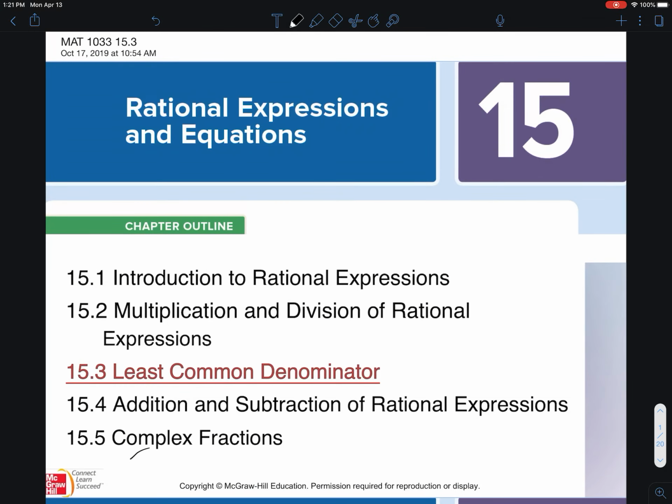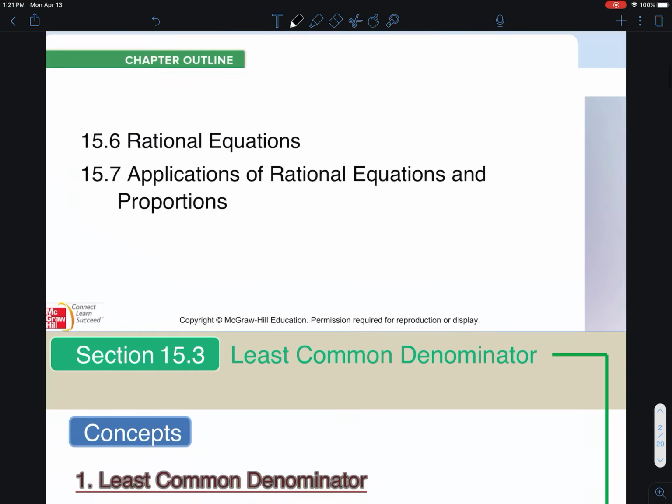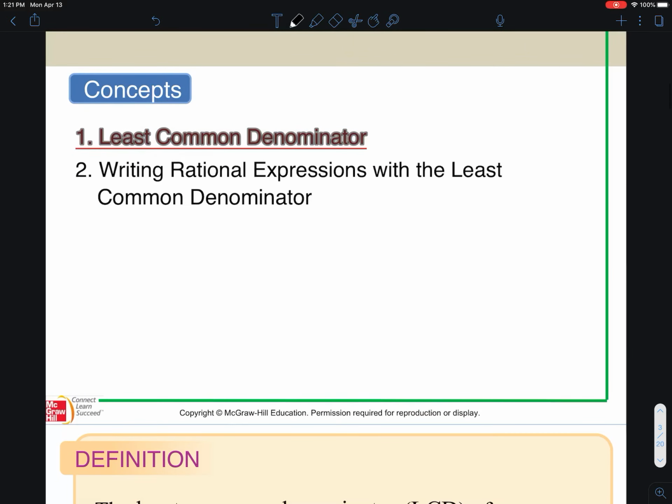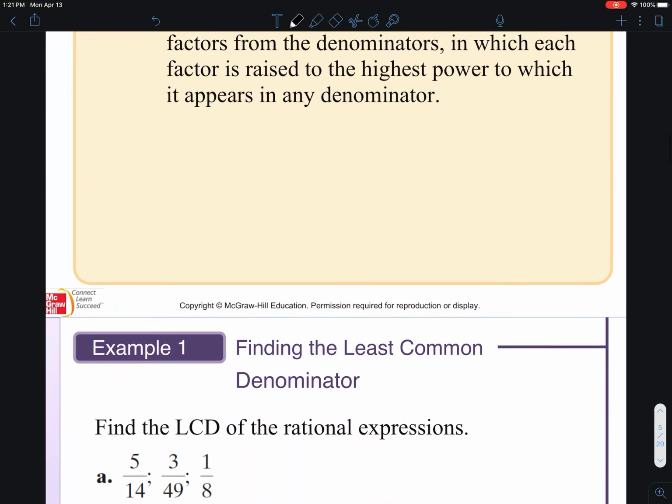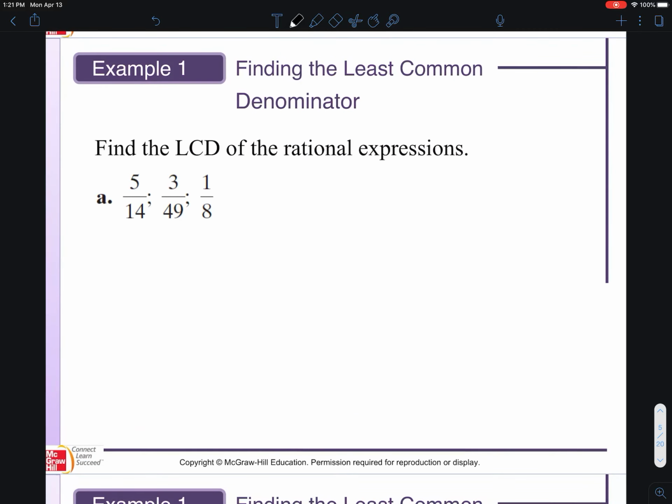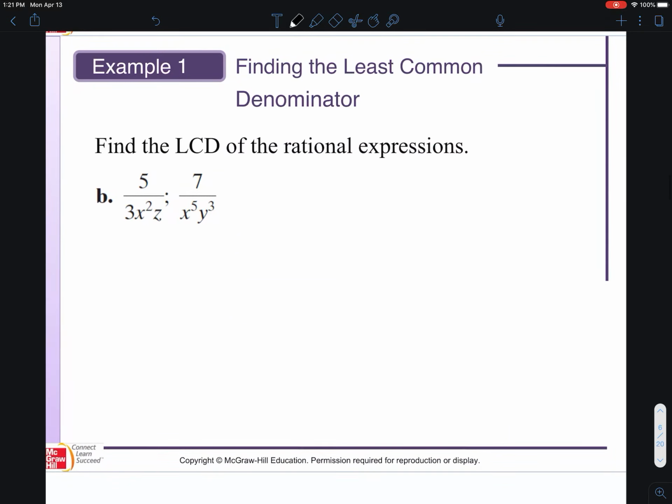All right, so I'm going to do 15.3. We're going to find the least common denominator, and then we're going to write rational expressions with the least common denominator. I'm going to skip this one here. I'll go to this one.